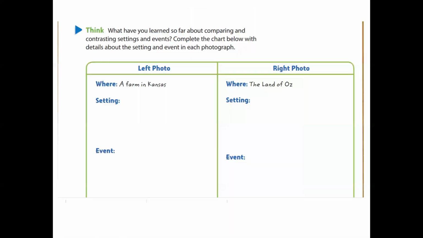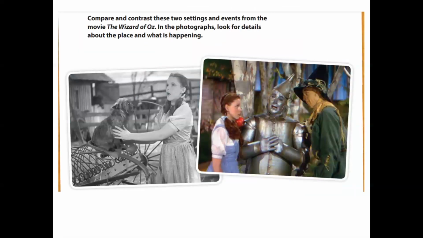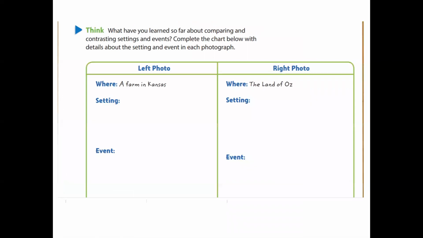Okay. All right, so let's go back to reflecting on our two photos. In the first setting, we have the photograph that's in black and white. Then in the second setting, we have the photograph that's in color. Let's talk about the photo on the left, the first one. Where is it taking place? It's a farm in Kansas.